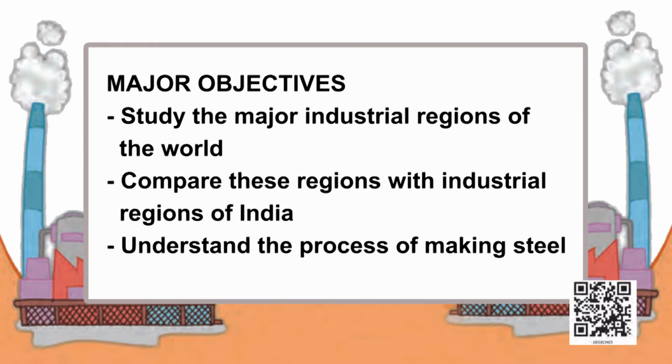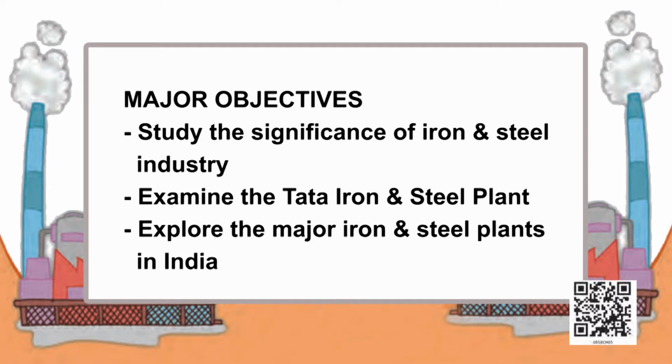The major objectives of today's lesson are to study the major industrial regions of the world, compare these regions with industrial regions of India, understand the process of making steel, study the significance of iron and steel industry, examine the Tata iron and steel plant, explore the major iron and steel plants in India.